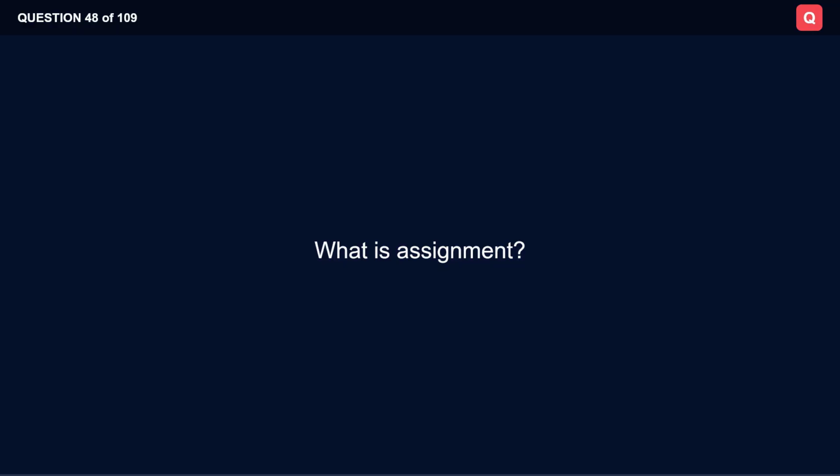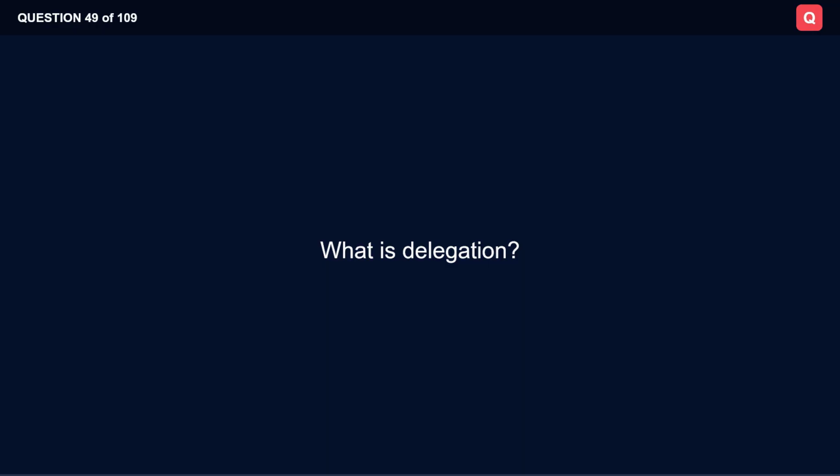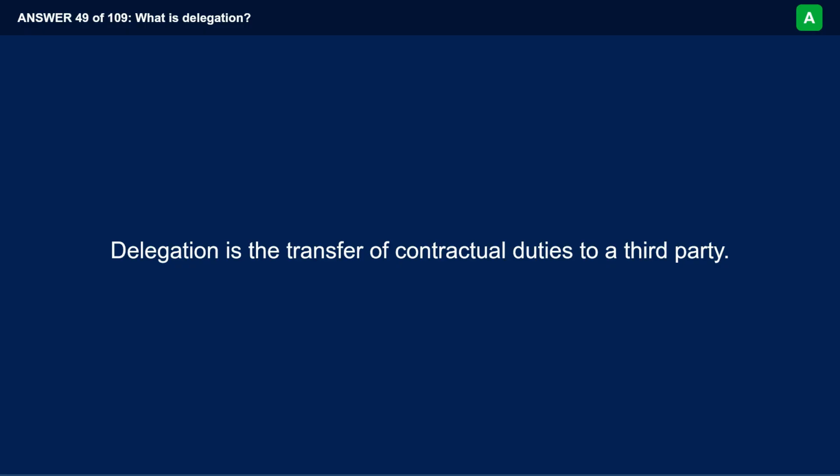What is assignment? Assignment is the transfer of contractual rights to a third party. What is delegation? Delegation is the transfer of contractual duties to a third party.